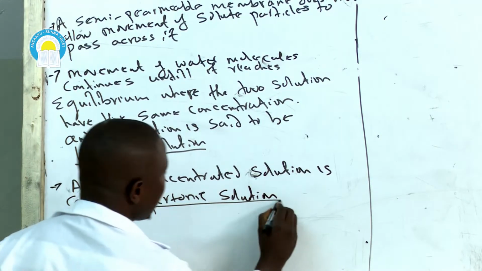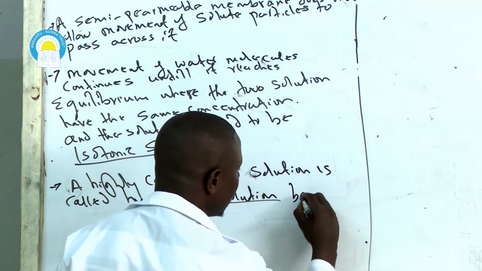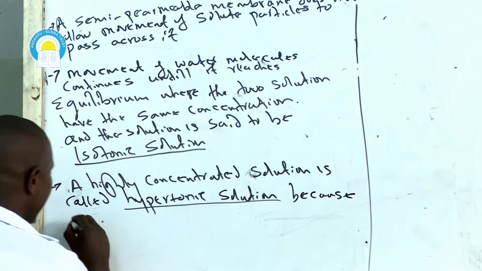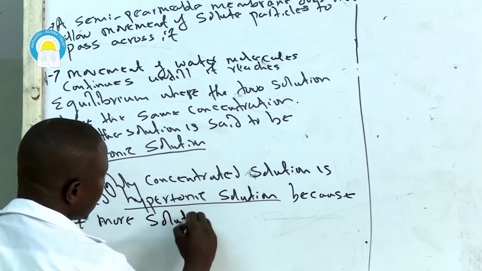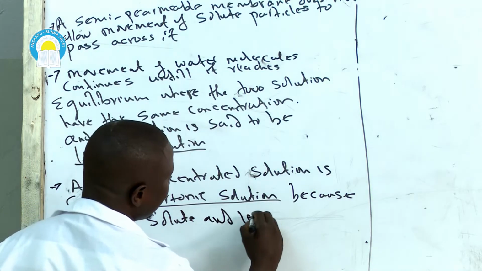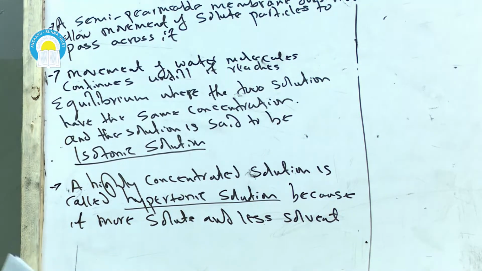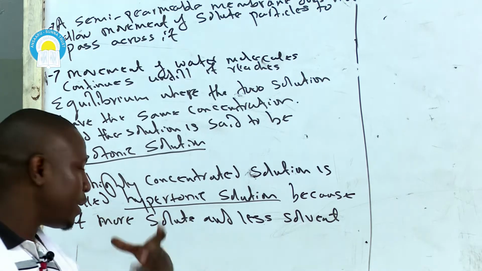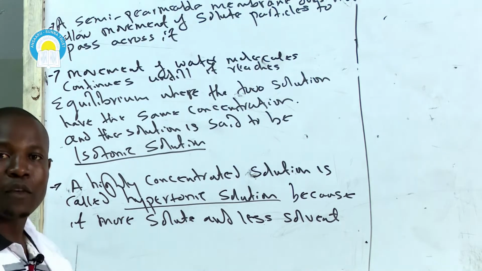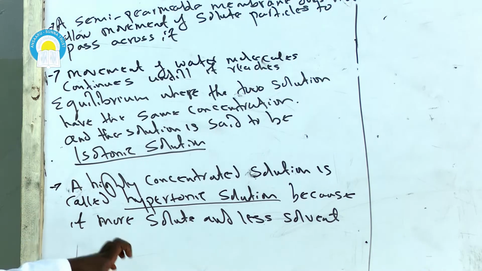It is called hypertonic solution because it has more solutes and less solvent. That means that it has more solutes than what? Solvent. And in chemistry, we're told that solute is in solid form, e.g., salt, and solvent is water. So when solute and solvent mix, we get what? A solution. So a hypertonic solution is a highly concentrated solution. It has more solute than what?